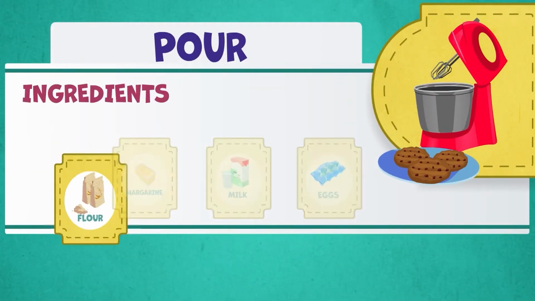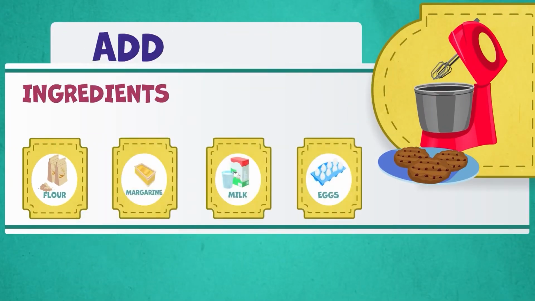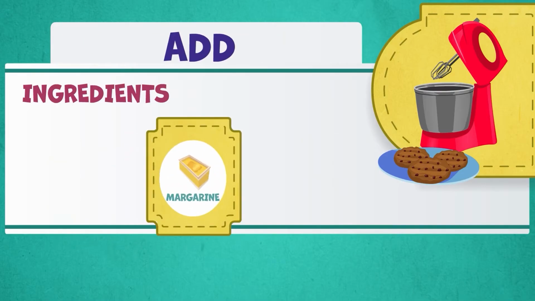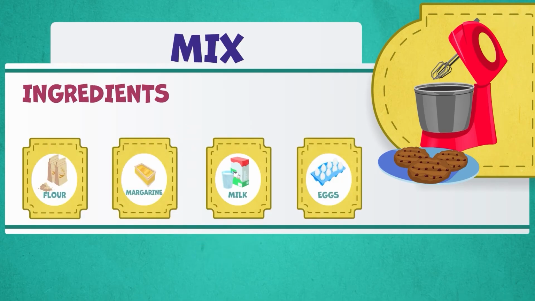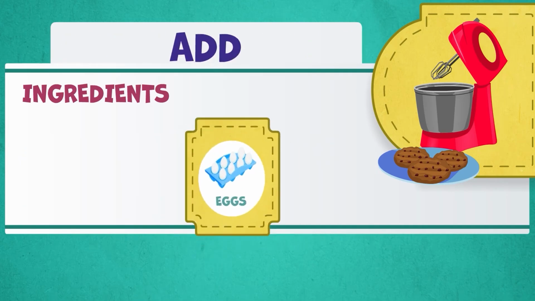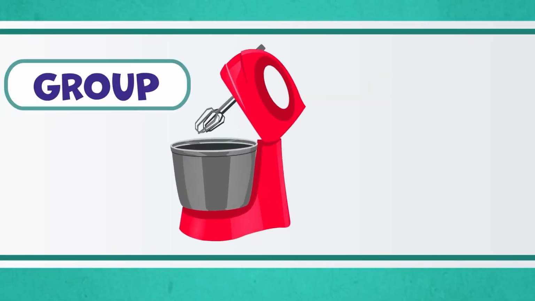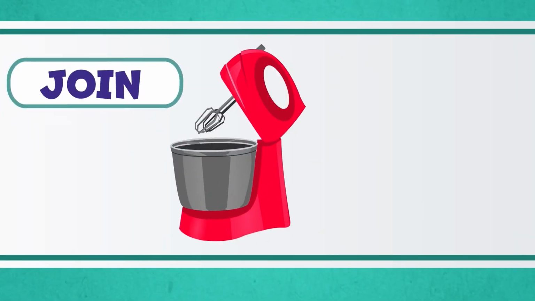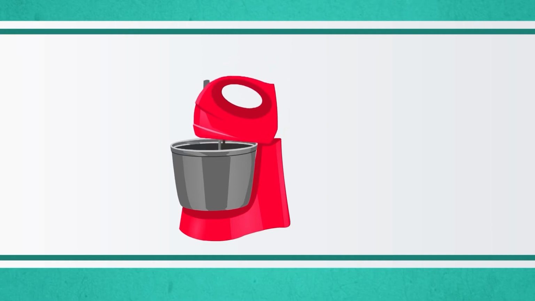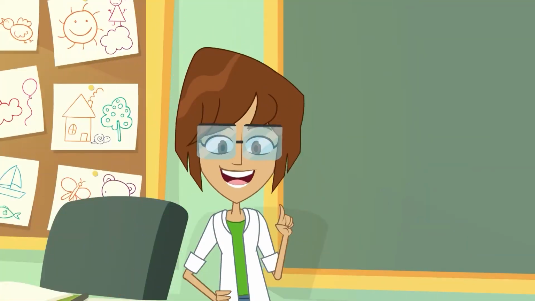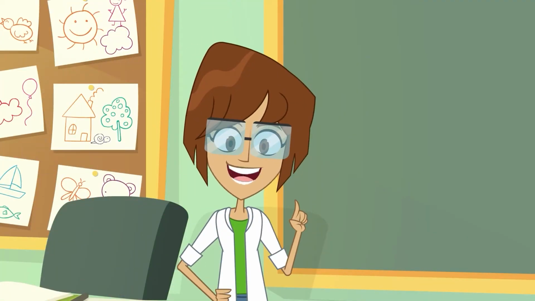Pour 100 grams of flour. Add 1 spoon of margarine. Mix in a cup of milk. Add 2 eggs. When we group, mix, or join all the ingredients, we have these amounts added together in one single place. This is what addition in everyday mathematics is like.